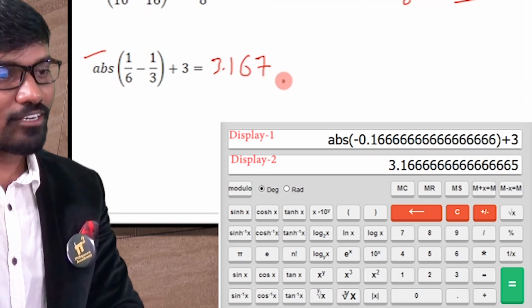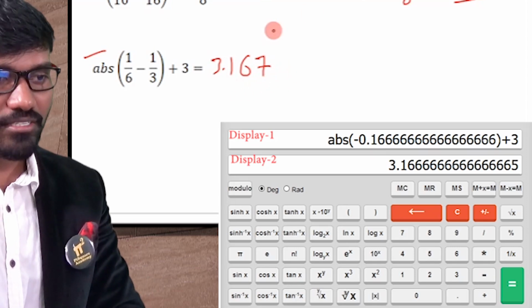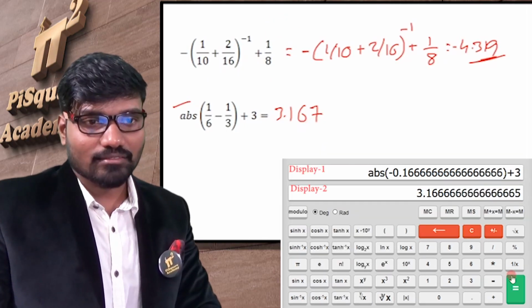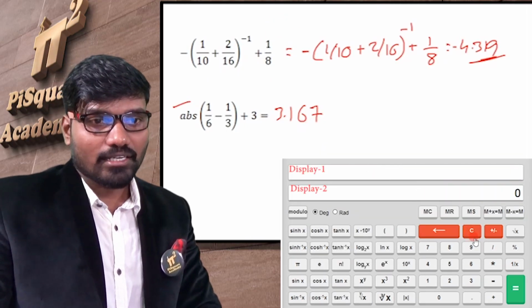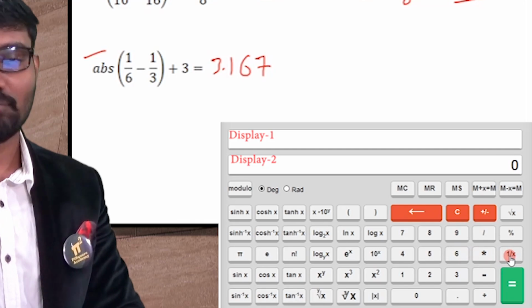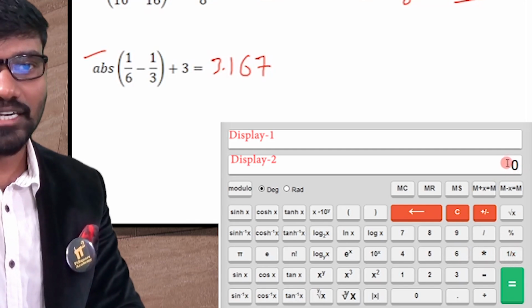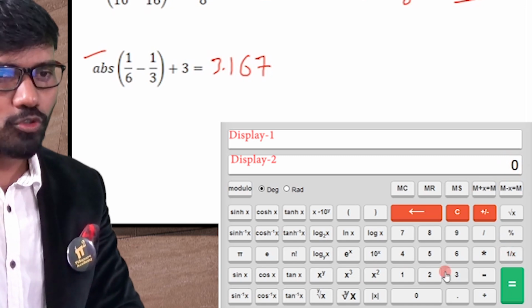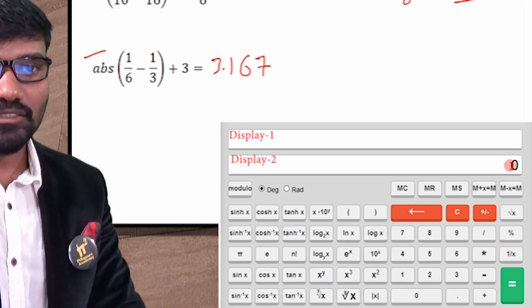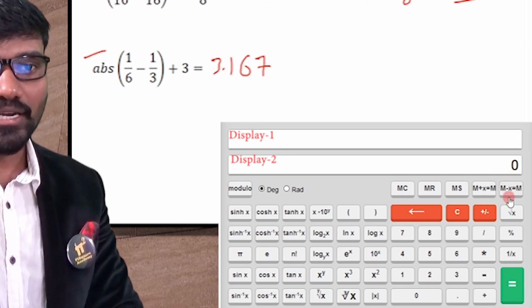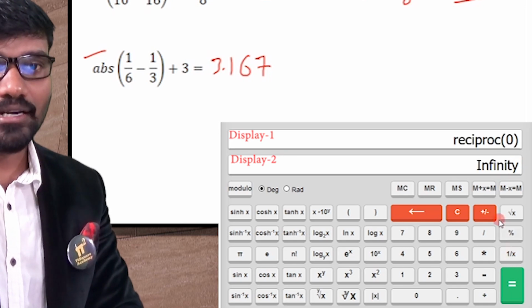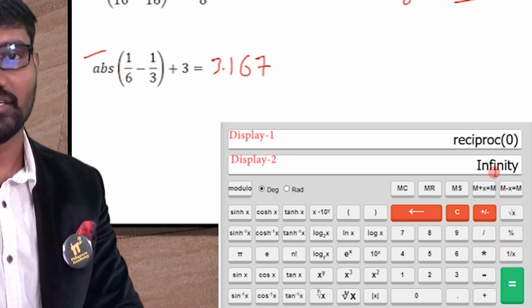This is how you need to perform the basic math operations. And here, what do you understand? This 1 by x. Let me clear it. Now tell me, if I hit this 1 by x, what will happen? Simply, it will take whatever value is here as the x value. Throughout the calculator, it is the same. Whatever the value in display 2, that will be taken as the x value. If I hit it, directly it will perform 1 by 0, that is infinity.